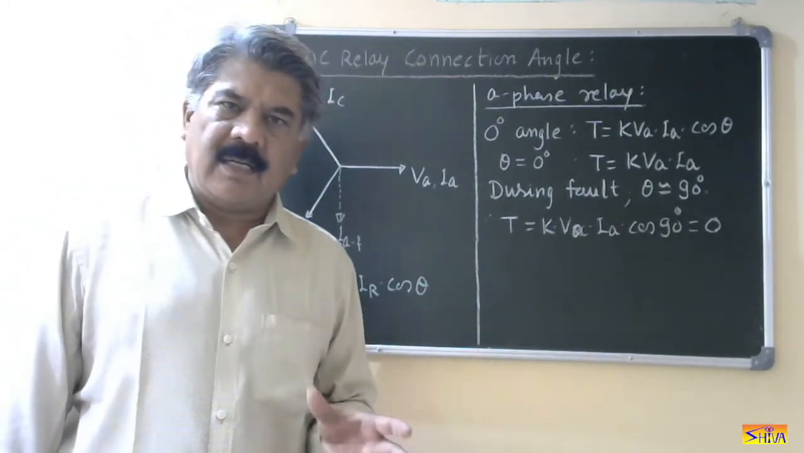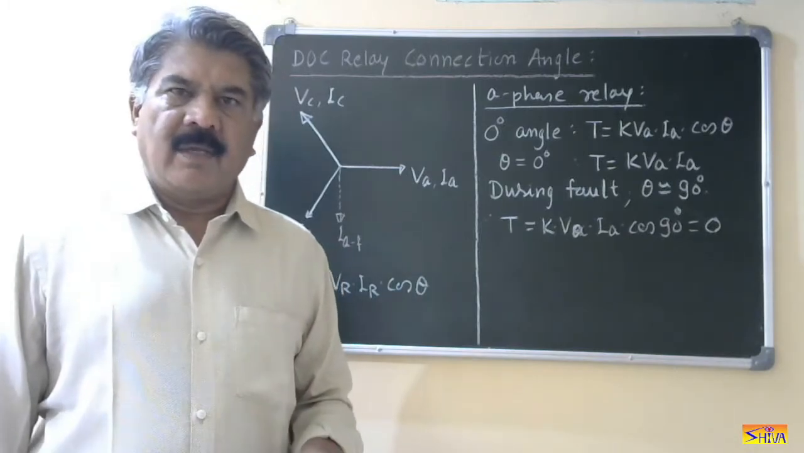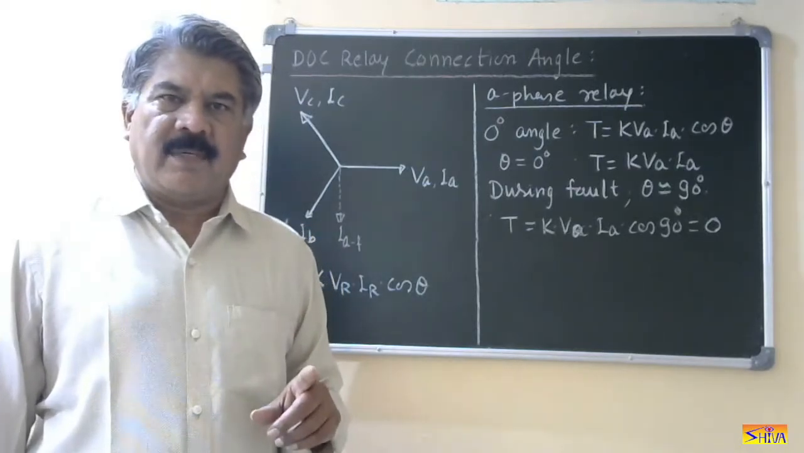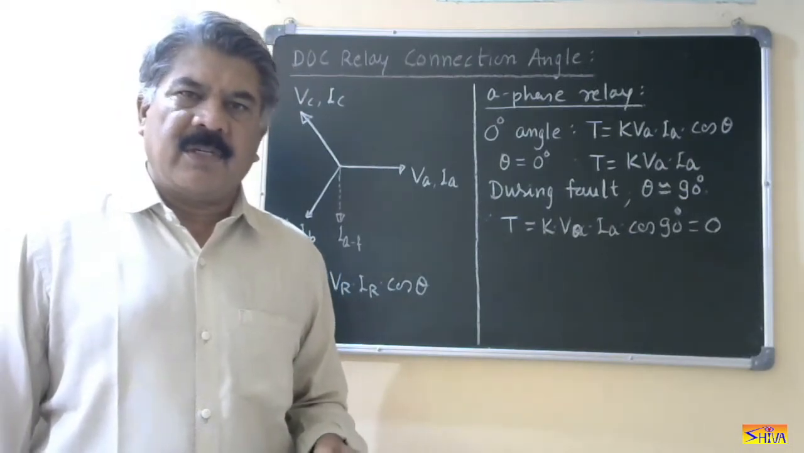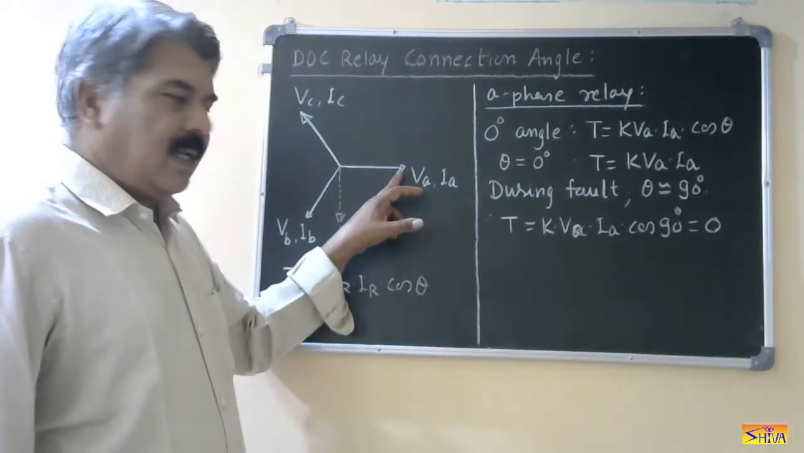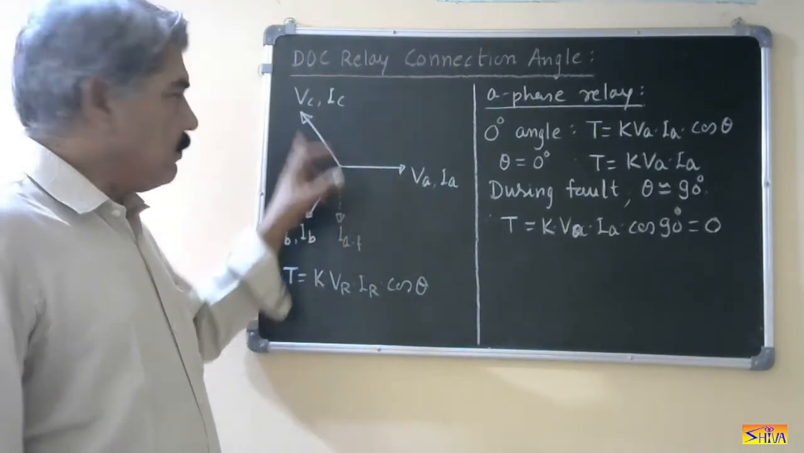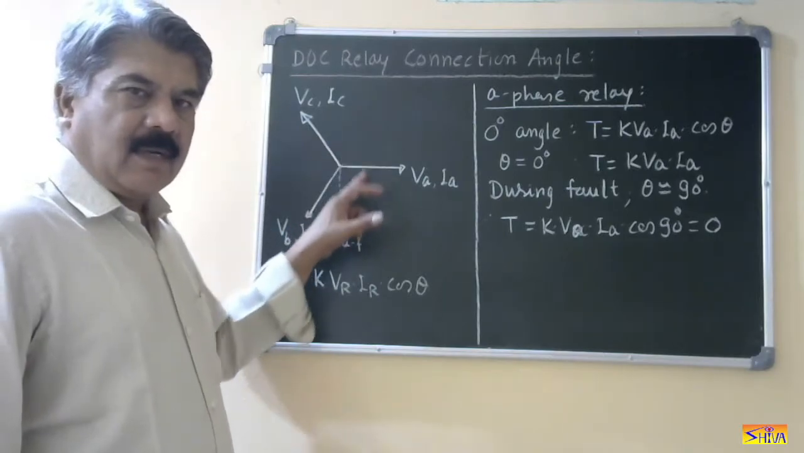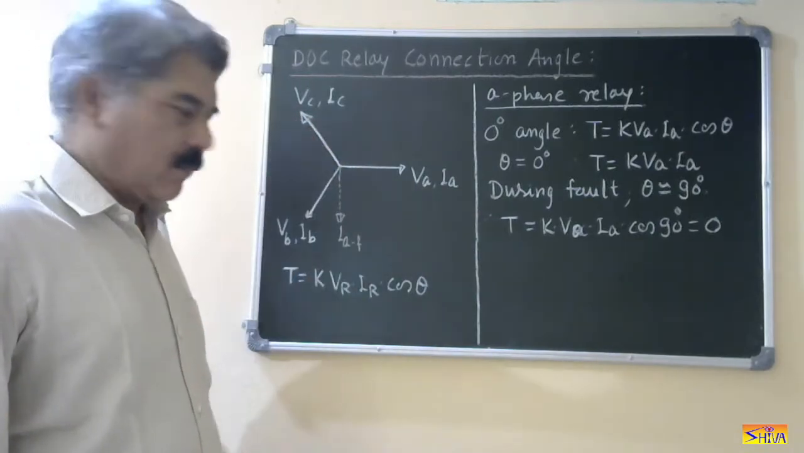Balanced load means current in all the three phases is same. That is IA is equal to IB is equal to IC. And unity power factor condition means the current of phase A should be in phase with voltage of phase A, current of phase B should be in phase with voltage of phase B, and current of phase C should be in phase with voltage of VC. So this is the phasor diagram. VA, IA is in phase, VB, IB is in phase, VC, IC is in phase. So this is the phasor diagram under balanced load unity power factor condition. IA, IB and IC, they are equal.